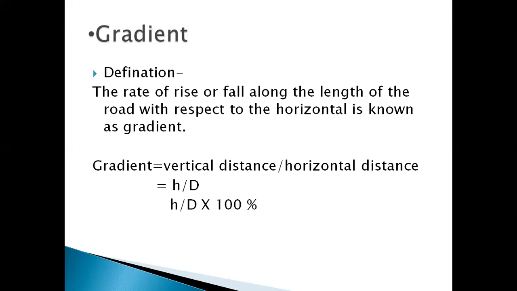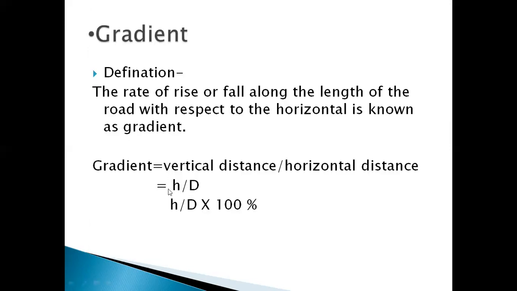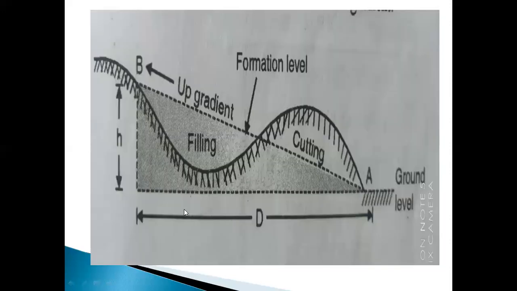Now the formula for gradient is vertical distance divided by horizontal distance. This vertical distance divided by this horizontal distance of the road is the formula for the gradient. That is, H divided by D into 100, in percentage. This is the formula in percentage.